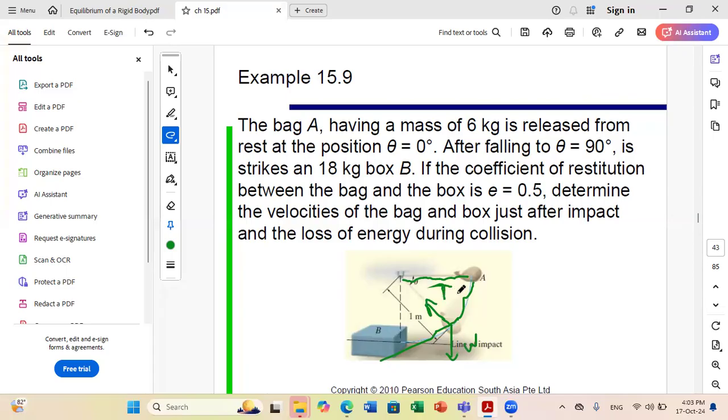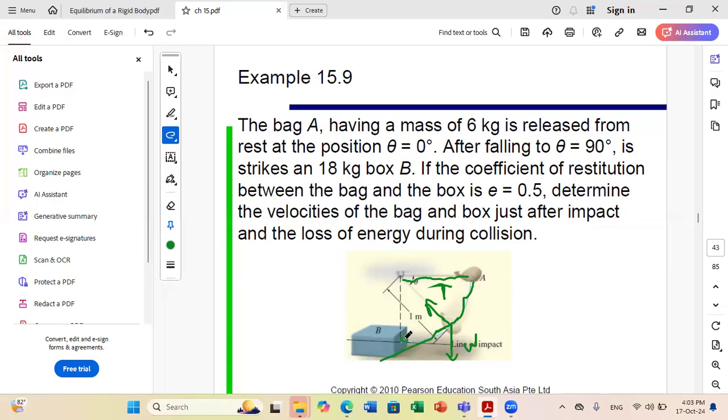And since the tension is perpendicular to motion, because I have circular motion and the tension is along the radius, the tension will not do any work. The weight only will do work. So we can apply conservation of mechanical energy between the initial and final position in order to find the velocity of the bag just before hitting the box.